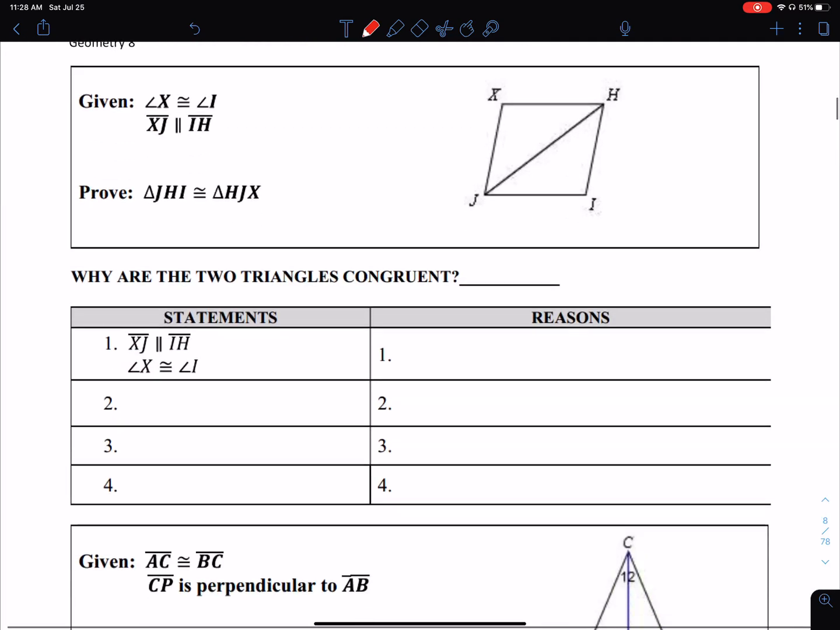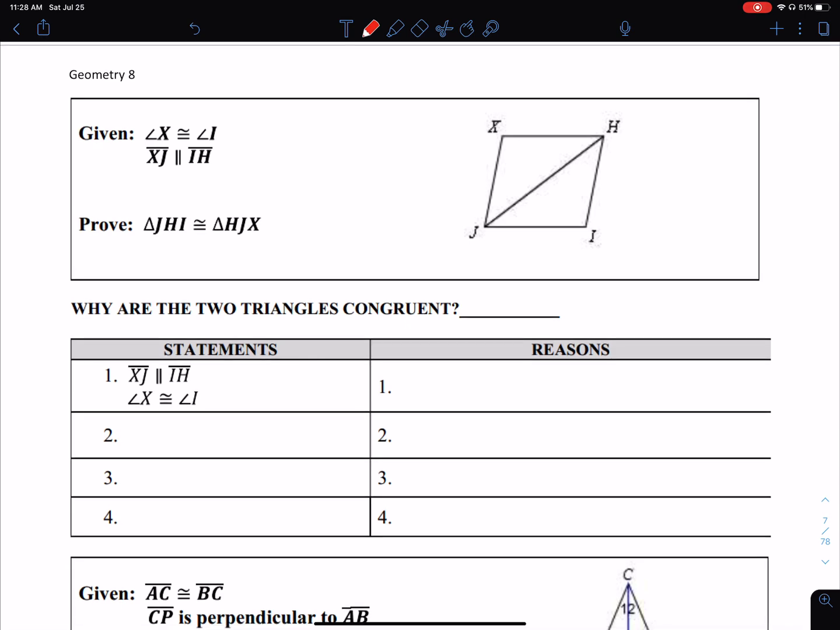All right, let's get to what we came here for. Proofs. Given angle X is congruent to angle I. It's not in the picture. Let's put it in the picture so it's more obvious to us. Segment XJ is parallel to segment IH. Prove that triangle JHI is congruent to triangle HJX.